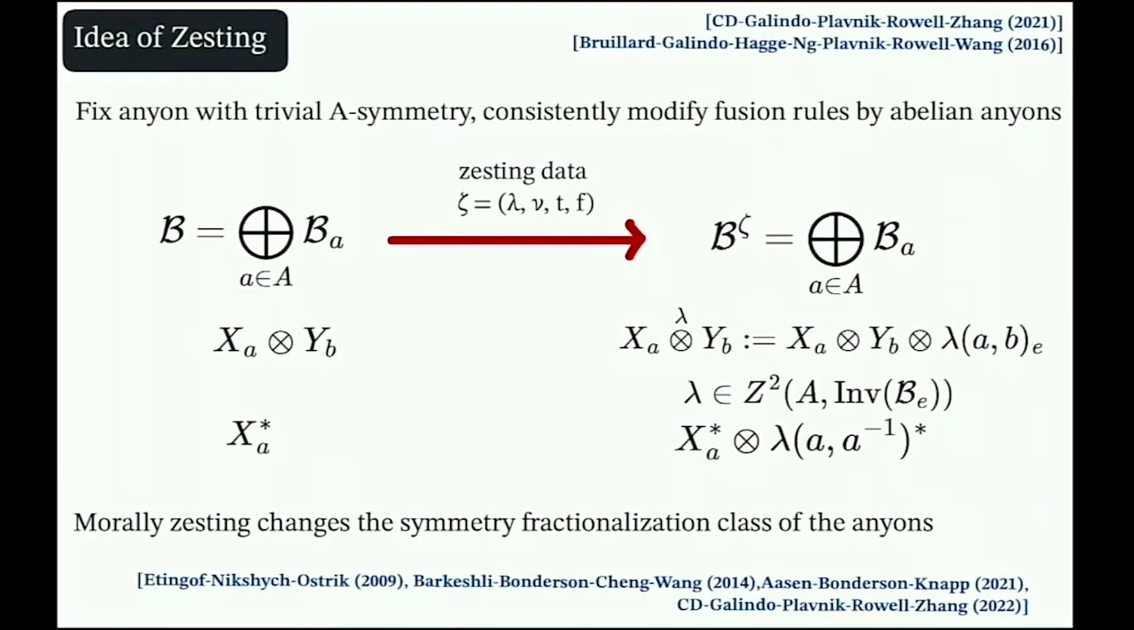Is there a corresponding boundary module? Is there a bulk-boundary correspondence? So you're asking, if I have a gapped boundary of this theory and I zest not just the bulk but also that whole picture, what happens? Yeah, I don't have anything to say right now, but that's something we're working on.